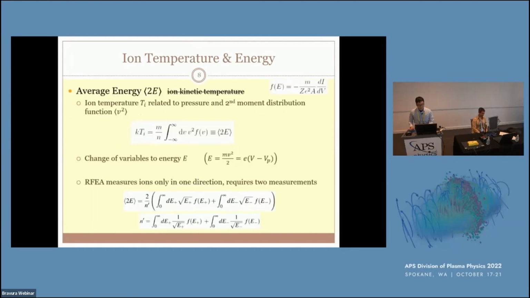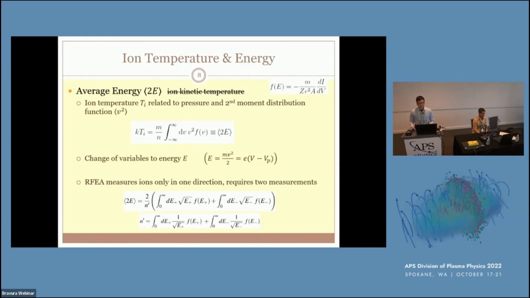Okay, so I'd like to talk about this quantity known as the average energy. I'm going to talk about the average energy because I'm going to use it to show the results. This average energy is the way we quantify the amount of energy. It is similar to what some people might call the ion kinetic temperature, but we prefer not to call it a temperature because the term temperature is misleading. For a non-Maxwellian distribution, the temperature is ill-defined. So we call this the average energy. And we know that the ion temperature is proportional to the pressure, and the pressure is related to the second moment of the distribution function right here. And so we define this as the average energy.